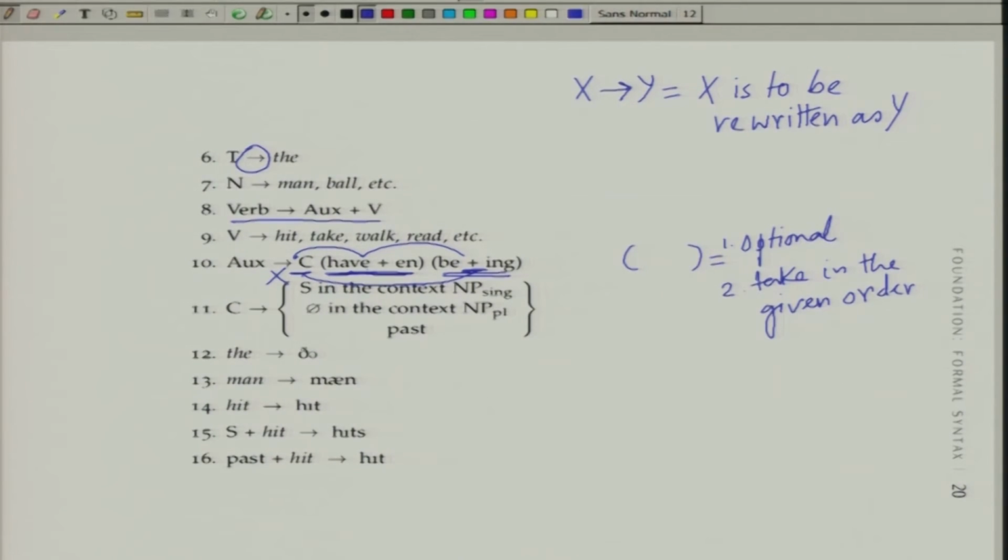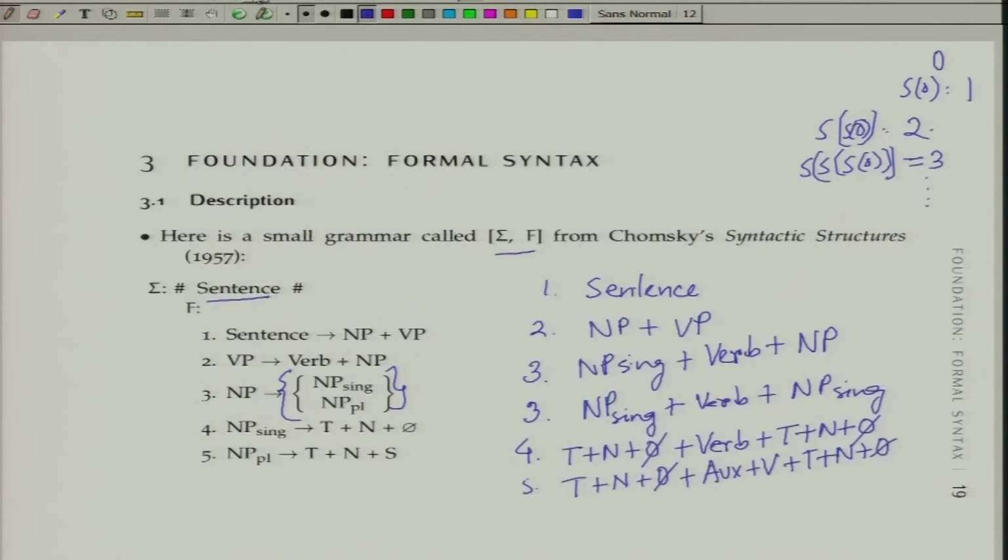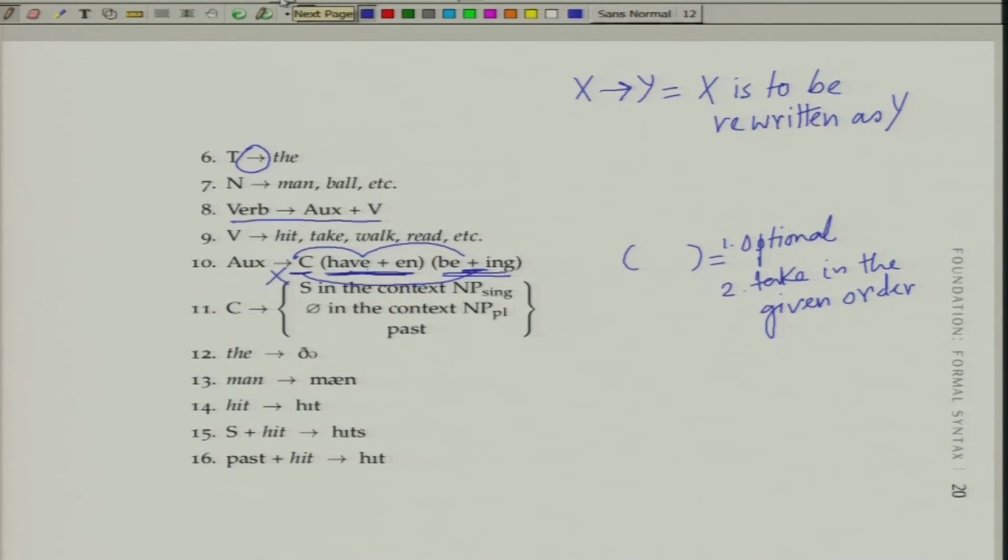So for example, I take the first one. I take just C in the old form. So instead of aux, I rewrite aux as C. What is my derivation now? T plus N plus nothing plus C plus V plus T plus N plus nothing. This is my next step, and then I need to see what these things are.